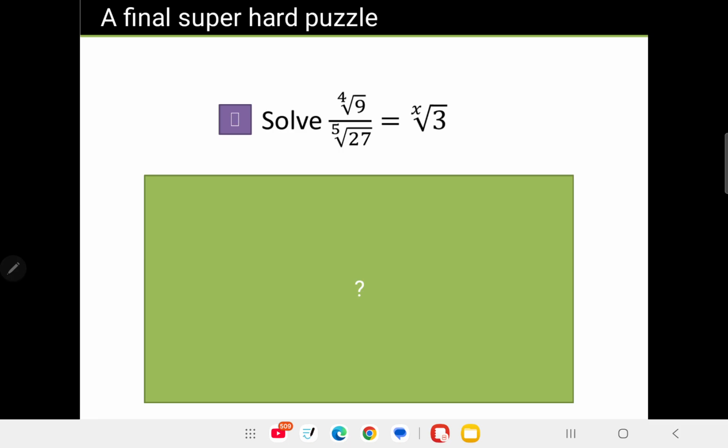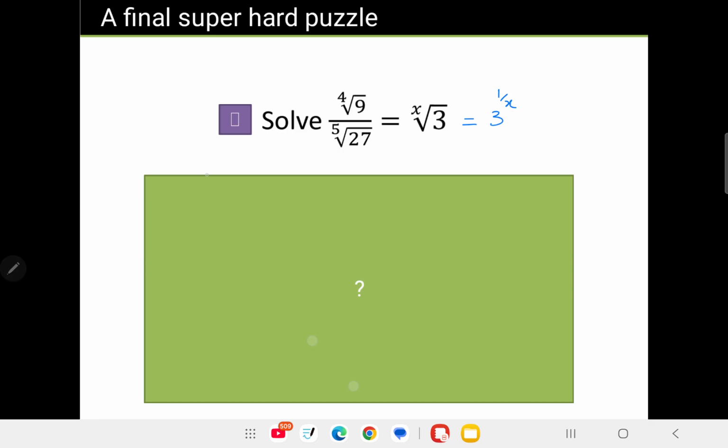Okay, now we reach the last question of this lesson, which is a difficult question. So let's try to do this question. We should simplify the left hand side first, then we can compare with the right hand side. On the right hand side we can see we have 3 to the power 1 over x. So we should try to change these numbers to the power of 3.